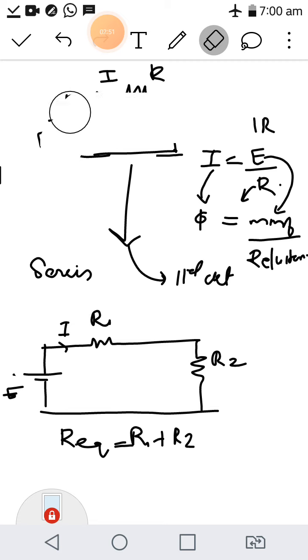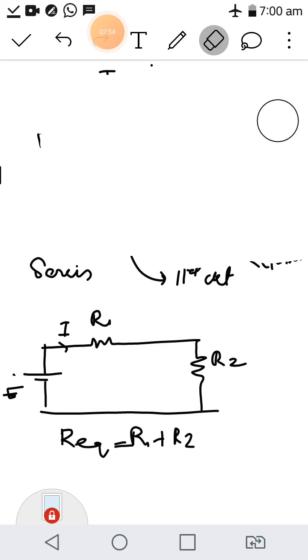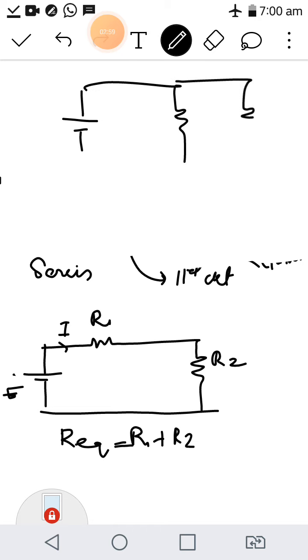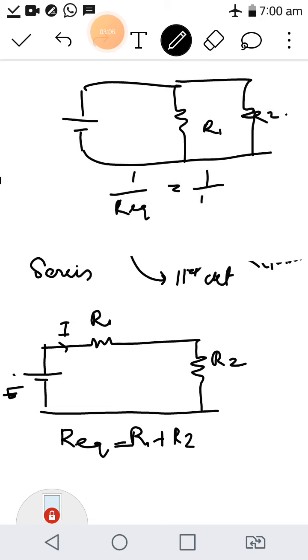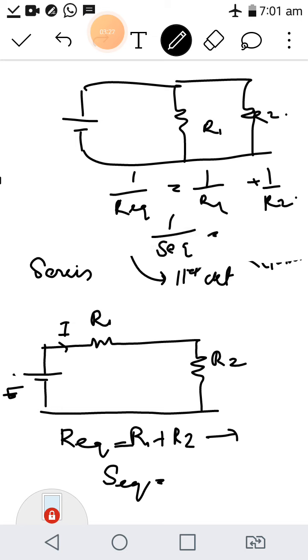Similarly, when resistances are connected in parallel, we call it a parallel electrical circuit. For example, this is a circuit with R1 and R2 connected in parallel. How do we calculate the equivalent resistance? 1 by R equivalent is equal to 1 by R1 plus 1 by R2. Similarly, a magnetic circuit can also be series, and a magnetic circuit can also be parallel. In that case, how do we calculate the equivalent reluctance if it is a series magnetic circuit? Similarly, if it is a parallel magnetic circuit, how do we calculate the reluctance?